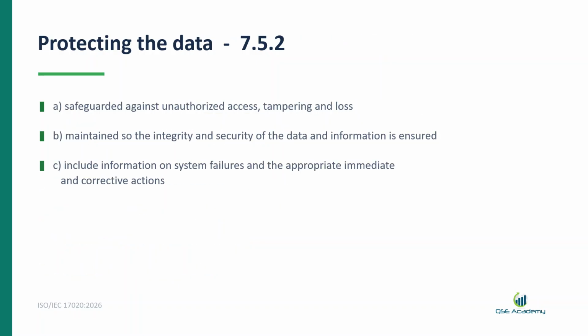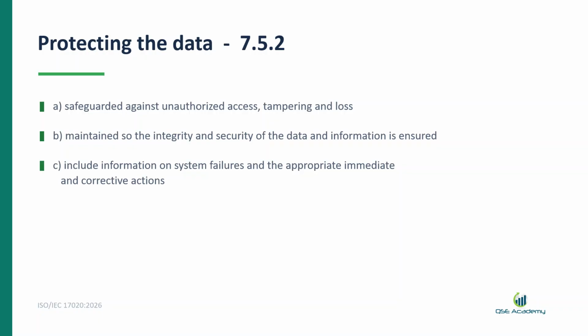Clause 7.5.2 covers the data itself, with 3 requirements. A. Technical data and inspection records shall be safeguarded against unauthorized access, tampering, and loss. 3 distinct threats, and they need 3 distinct answers. Access control, integrity control, and backup.